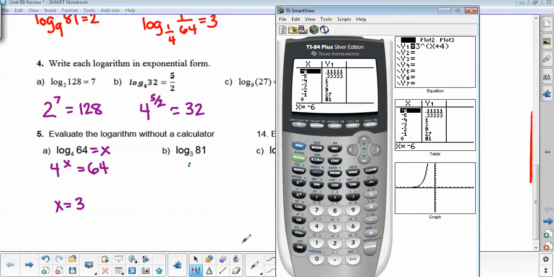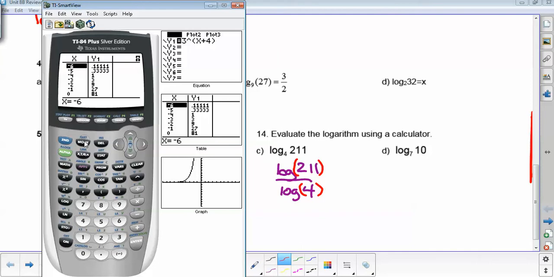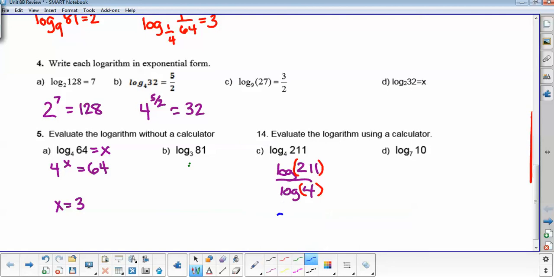Okay, so pull up your calculator. And log is over here. 211 divided by log 4. All right, and let's round this to the hundredths place. So 3.86. Okay, and you can do the same thing for D, and then we'll move on to the next page.